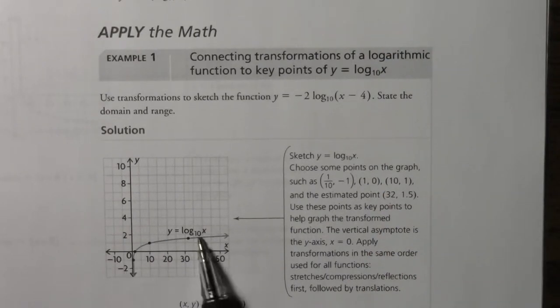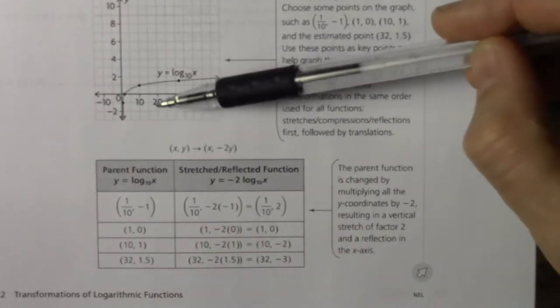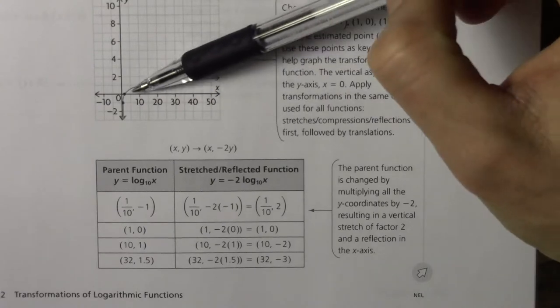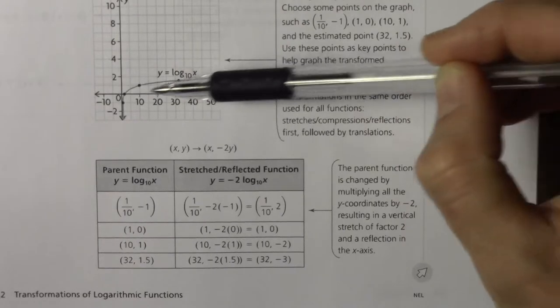So there's our original function. They chose to use a table of values here, which we've seen the book do before. They took some key points. Okay, one key point we know is, of course, (1, 0). How could you get all these other key points?